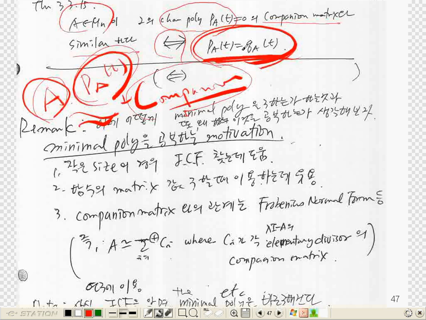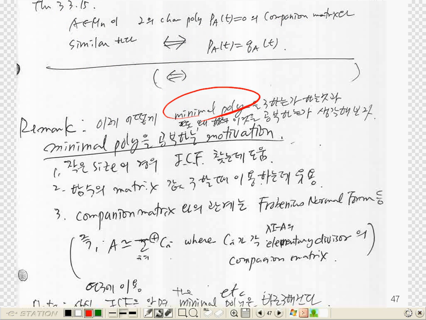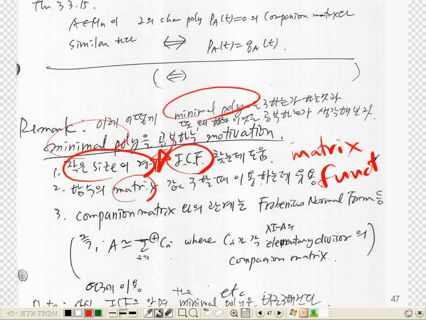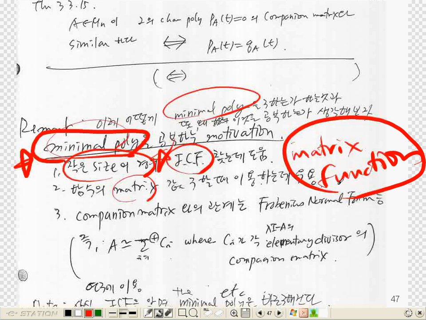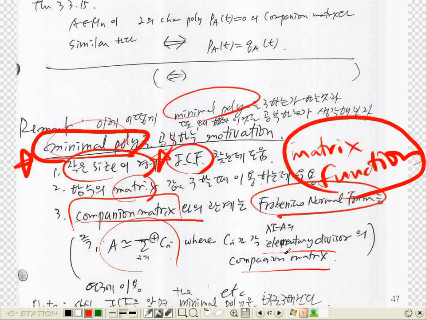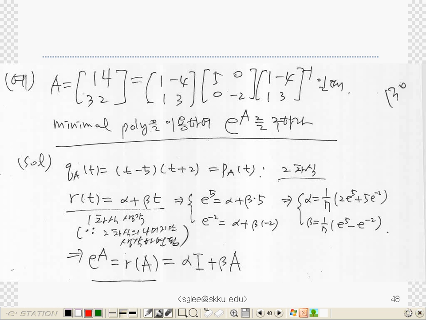And here are some motivations why we study minimal polynomial. Why? For a small size matrix, if we know the minimal polynomial, we can easily find the Jordan canonical form. And also, for the study of matrix functions, this minimal polynomial is very powerful. Matrix function was a popular topic of research before. Minimal polynomial was a very big tool. And also, the relationship with the companion matrix gives us the Frobenius normal form, which comes from elementary divisors, and all other normal forms of a given matrix. Okay? But now, if we know the Jordan canonical form, then we can easily find the minimal polynomial without any difficulties.